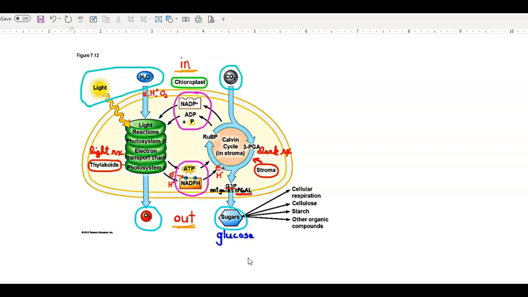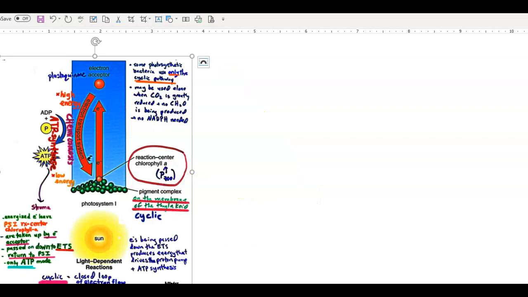For right now, we're going to review the light reactions, and then we'll go on to the Calvin cycle, the light-independent reactions. So first, the cyclic light reaction. You need to know why it's called cyclic. You need to know where everything is located. Photosystem 1 in the thylakoid membrane. Right there is the reaction center chlorophyll A P700. You need to know what P700 means.